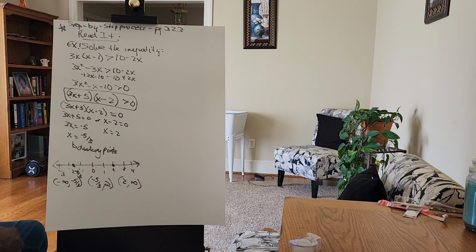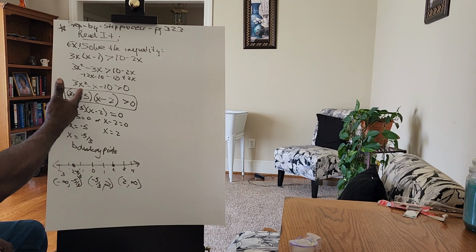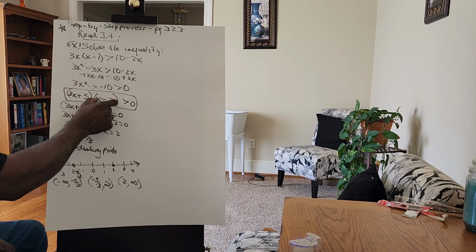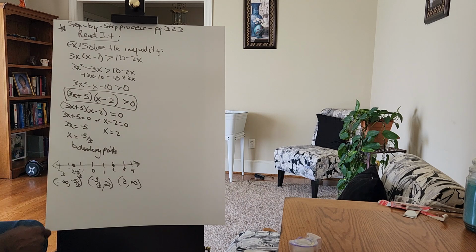So I'm going to test the function in each one of the three respective intervals to figure out if it's positive or negative. And again, if this factor is positive and this one is negative in that first interval, then a positive times a negative would be a negative. That's not greater than 0, because I want to know where the product is greater than 0.